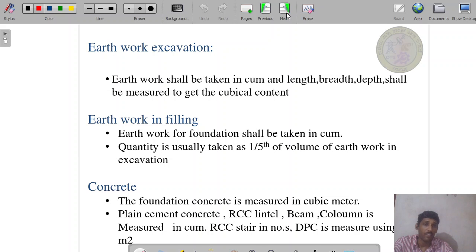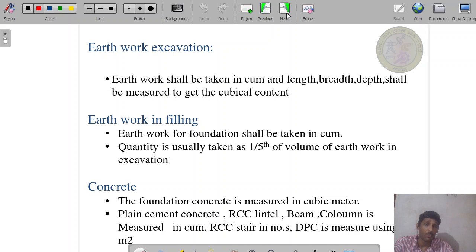Similarly, earthwork in filling. Earthwork for foundation shall be taken in meter cube. Earthwork in foundation, whether it is filling or excavation, in both cases the units are to be taken in terms of meter cube.